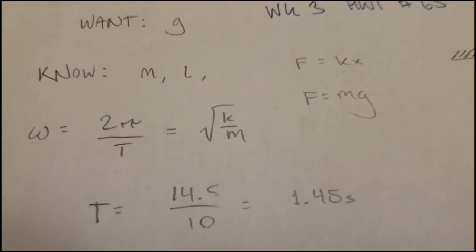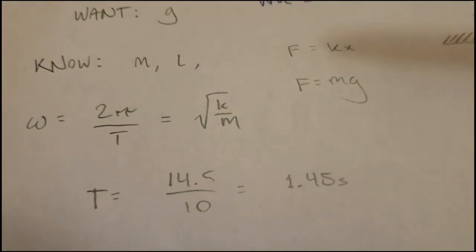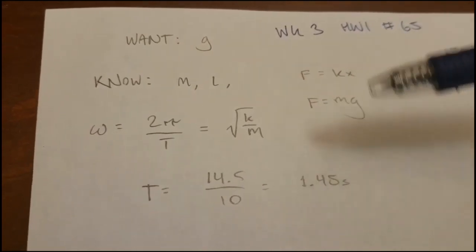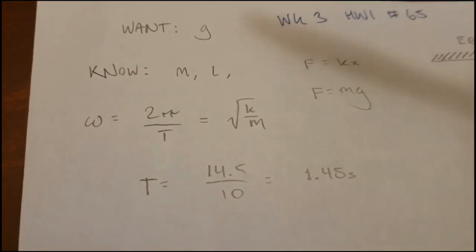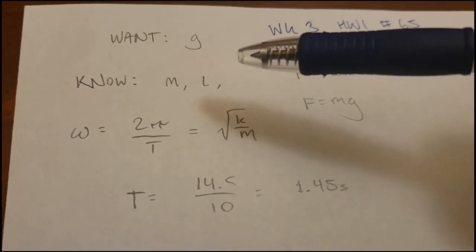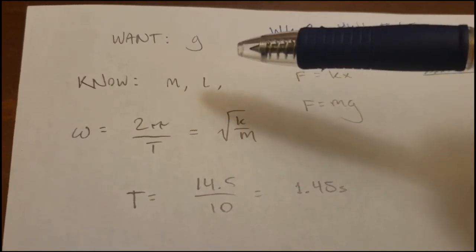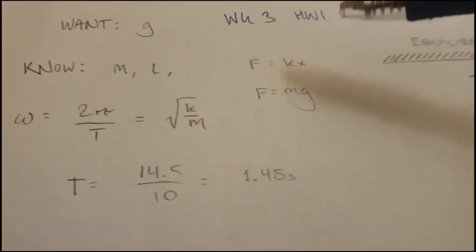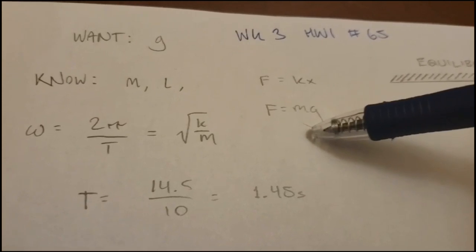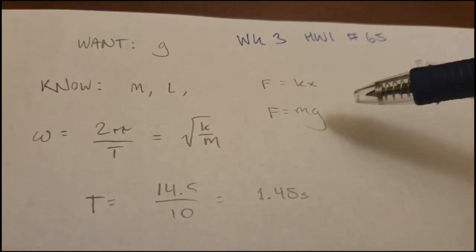All right, so as with every problem, I like to write what I want and then what I know. In this case, we're looking for gravity, which I'll use g for. And we know various things: mass values are given in the problem, length values are given in the problem. We know force is equal to the spring constant times displacement. We know force is equal to mass times the gravitational acceleration in this case.